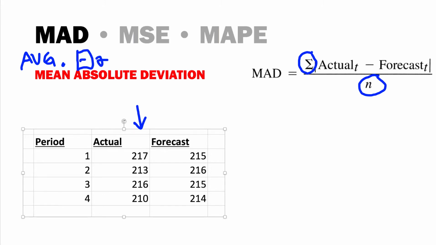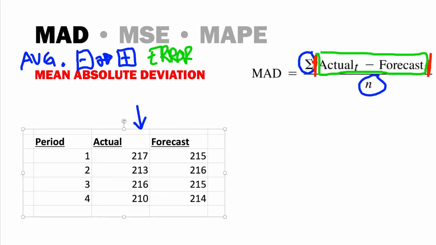Absolute means we are turning all the negatives into positive numbers, and that's represented right here. And deviation is another way of saying error because the error is the deviation from the forecast, which we learned earlier is the actual value minus the forecasted value. Okay, let's look at this excerpt from example 1 in your textbook on page 81.